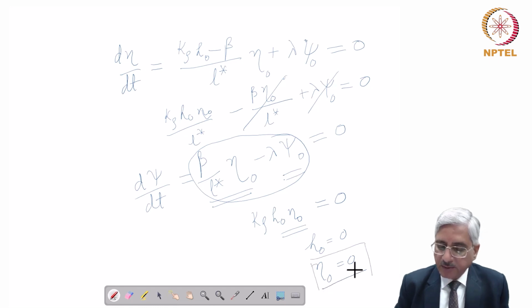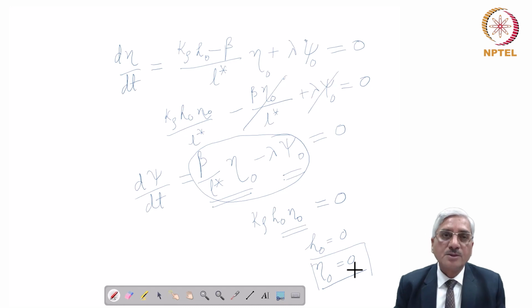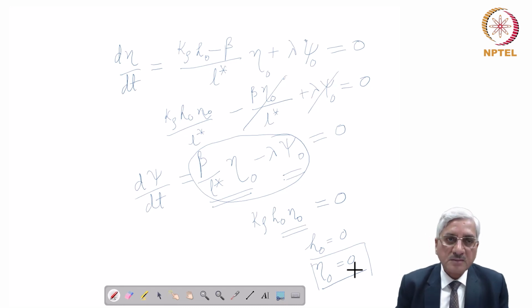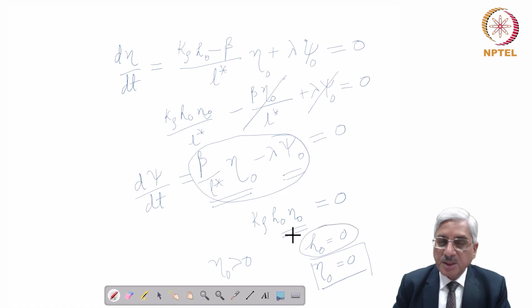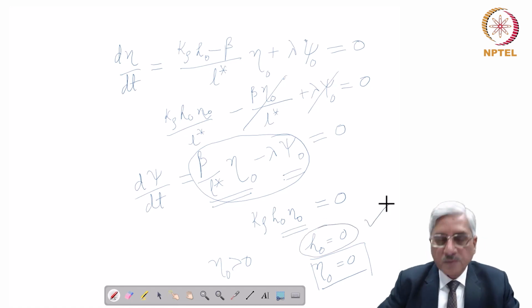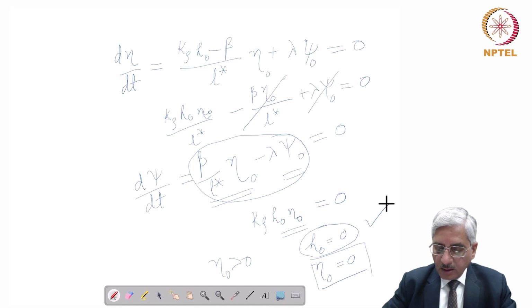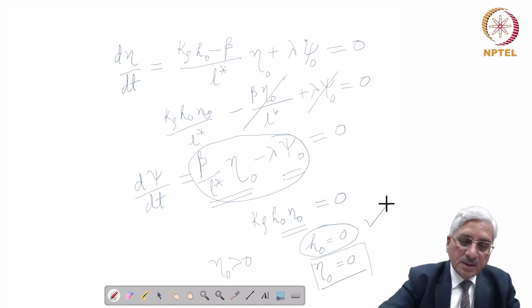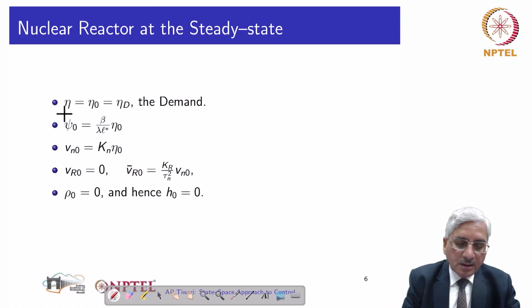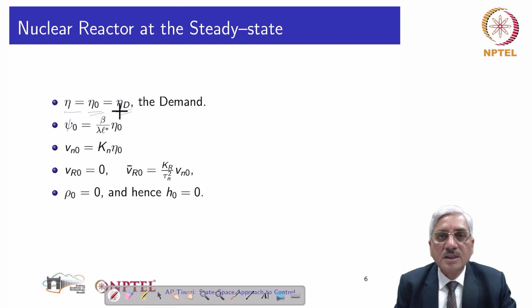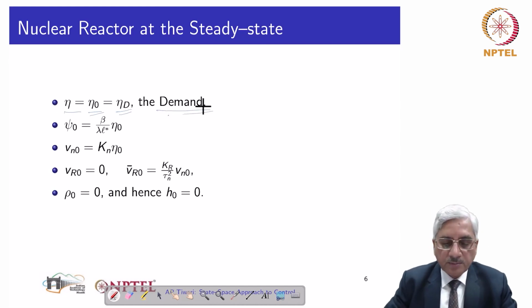The second condition is not meaningful because a nuclear reactor has to operate on power. So neutron density equal to 0 is not something for which the nuclear reactor is designed. It has to be greater than 0, which can actually be met if the control rod is kept at the equilibrium position h0 equal to 0. That means mid position, which I told in the preceding lecture. So the steady state of the reactor is achieved when eta is eta 0, and that should match eta D, which is called the demand. So reactor power has to match the demand.